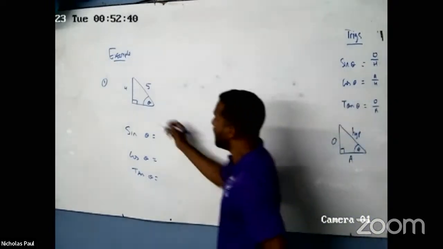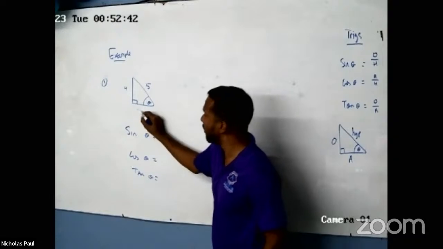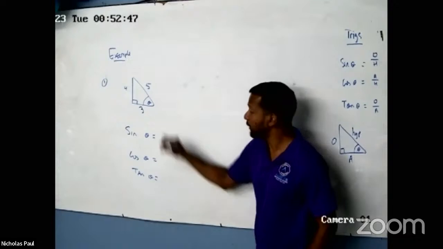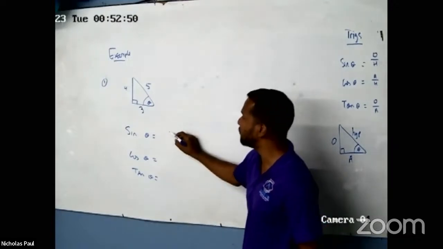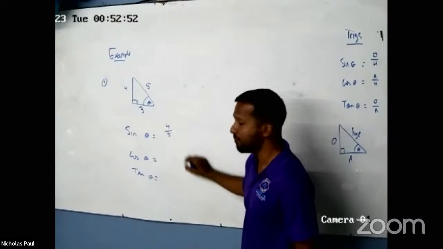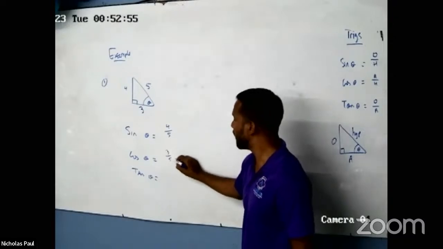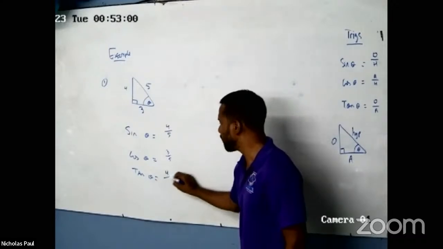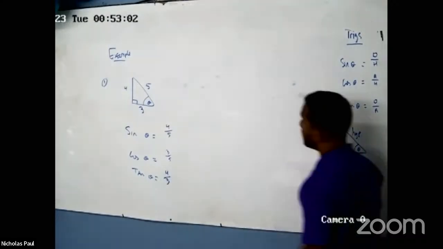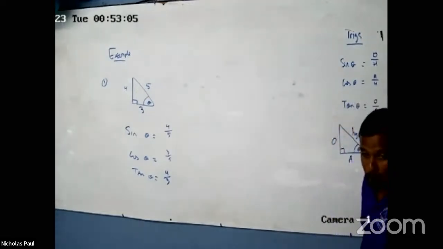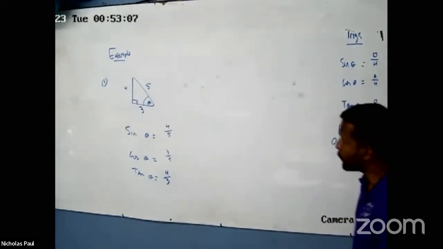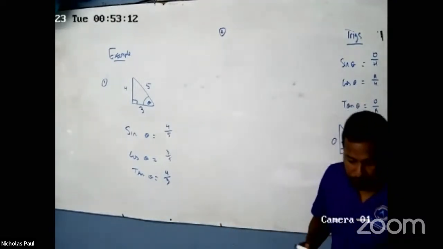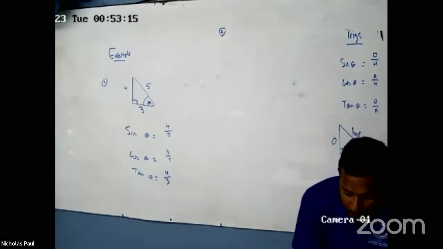Right, so if you work it out using Pythagoras theorem, you'll get that here is 3. So then we've got everything here. Sine is 4 over 5. Cos is 3 over 5. Tan is 4 over 3. Everybody okay with that? Any questions online? How about those values?